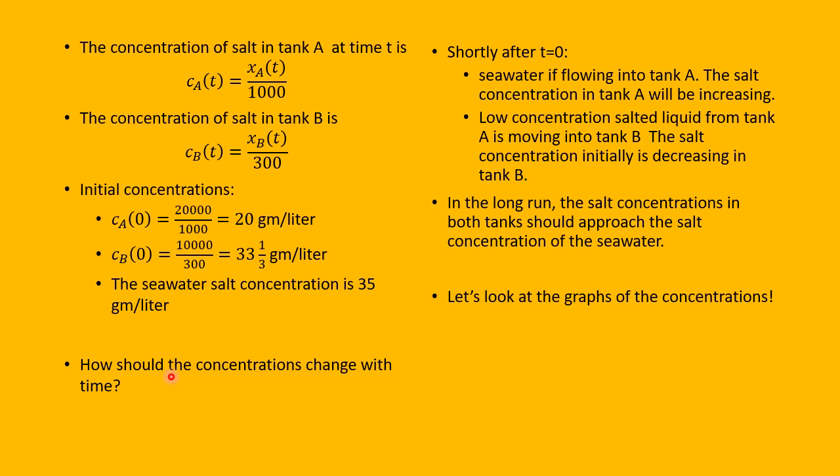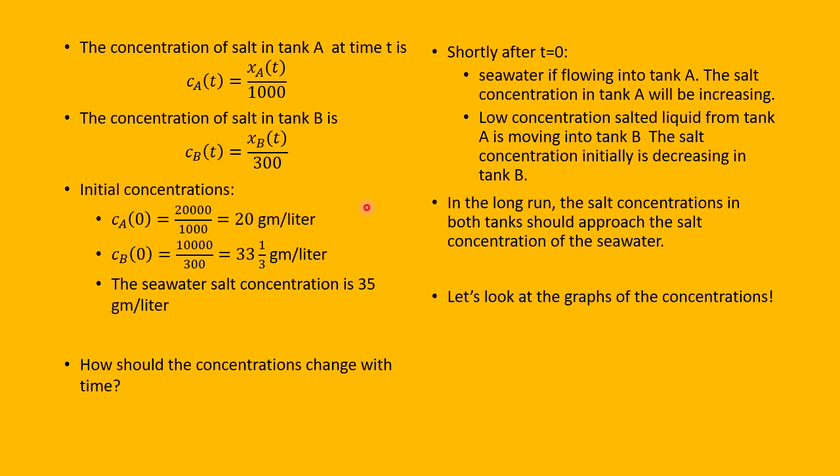So how should the concentrations change with time? Well, let's think about tank A first. Seawater is going to flow into tank A, and it has 35 grams per liter of salt. In tank A, initially, there are 20 grams per liter of salt. So as time goes on, since the salt concentration in the seawater is higher than in tank A, you're going to see the concentration in tank A go upward. And it should level off, I would think, at about 35 grams per liter.